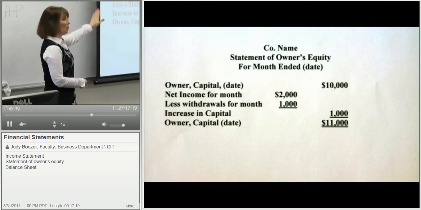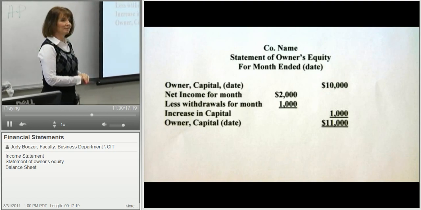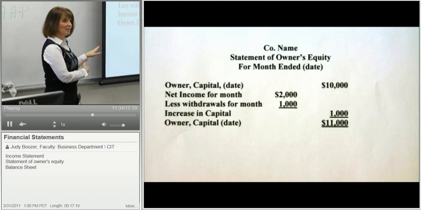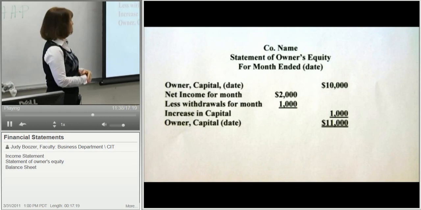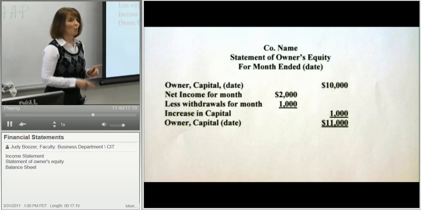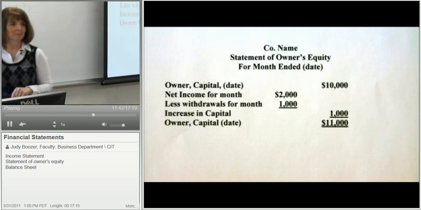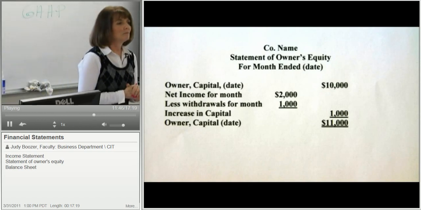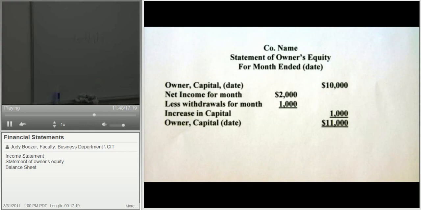Okay, any questions on this one? This one seems to make more logical sense than any of the others for new people learning it. Okay, one more. I have a quick question. For the additional investment, it only goes on this statement?